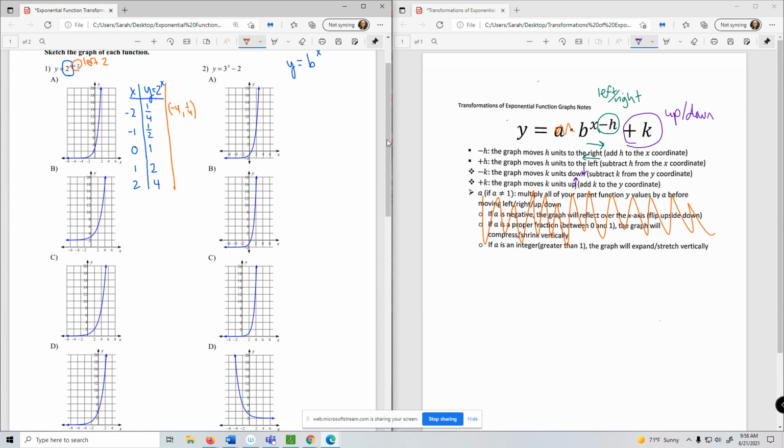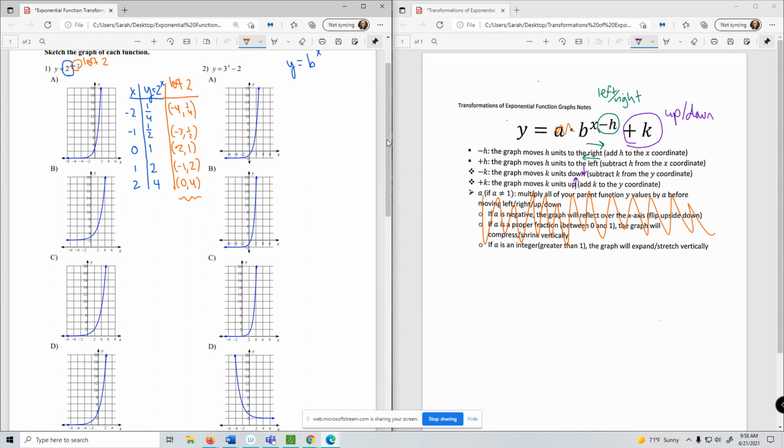And I'm going to go down my table the same way. Instead of this point being at -1, 1/2, I'm moving to the left 2. It's going to be at -3, 1/2. So what I'm doing here is I'm subtracting 2 from each of my x coordinates since I'm moving to the left 2. 0, 1 becomes -2, 1. 1, 2 becomes -1, 2. And 2, 4 becomes 0, 4.